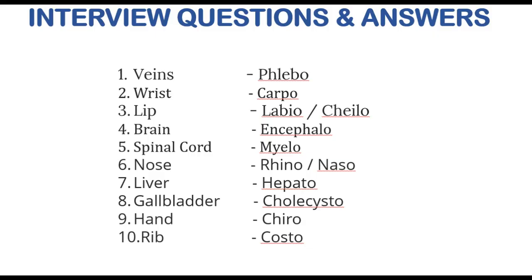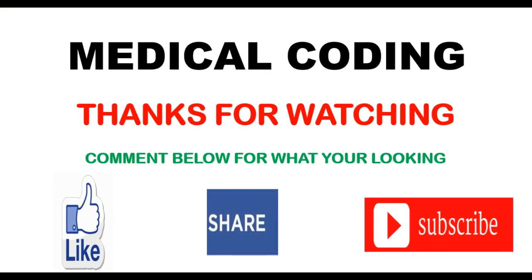And these are a few medical terminologies. Veins means phlebo, wrist means carpo, lip means labio or cheilo, brain encephalo, spinal cord myelo, nose rhino, liver hepato, gallbladder cholecysto, hand chiro, rib costo. This is about the interview questions for the freshers.